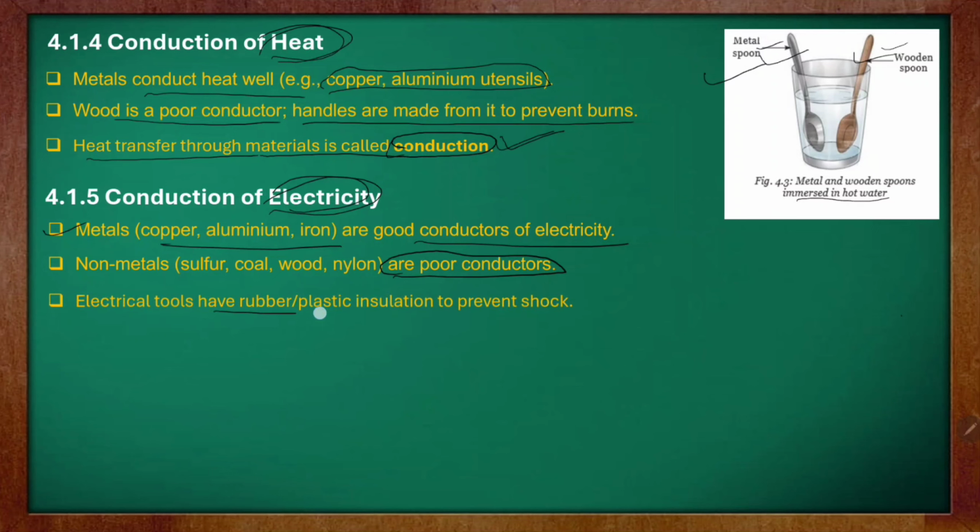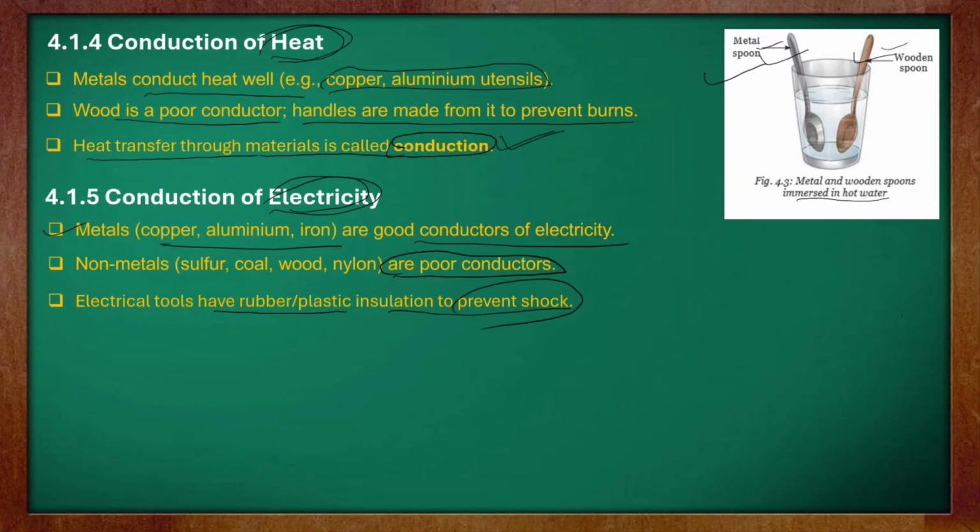And electrical tools have rubber and plastic insulators to prevent shock. When you observe electrical tools, you'll find that they all have a covering of plastic. Why? Because plastic acts as an insulator and prevents us from electric shock. Otherwise what will happen? If an electrician is working barefoot or without electrical tools covered with plastic or rubber, then he will easily get an electric shock.